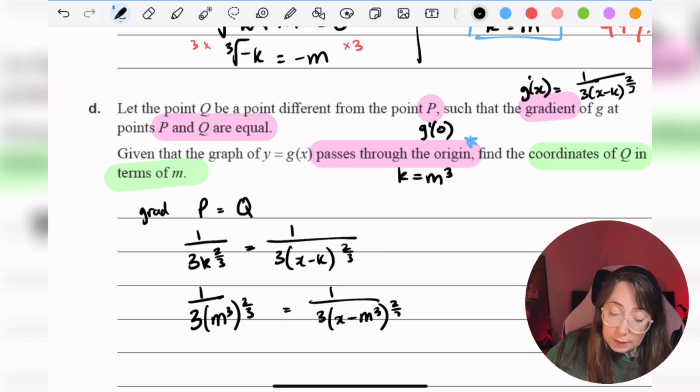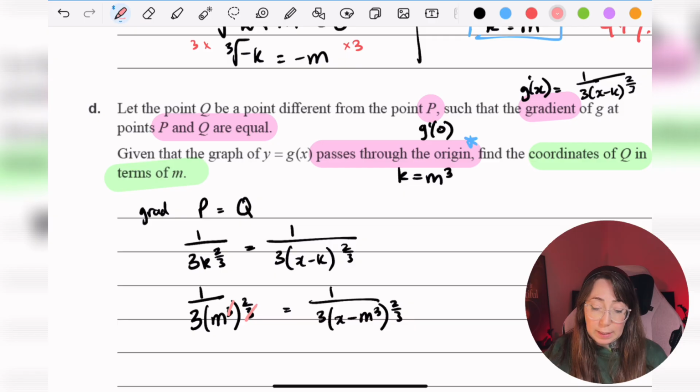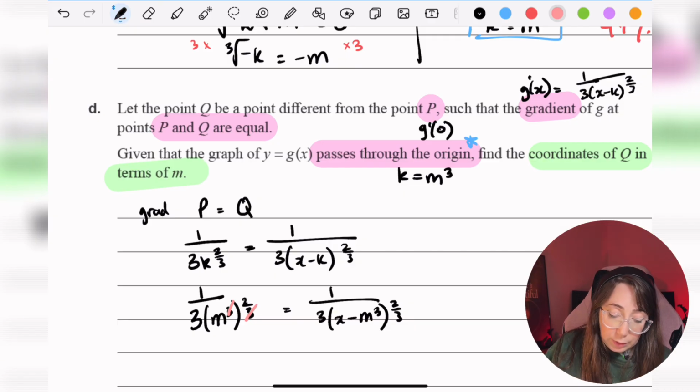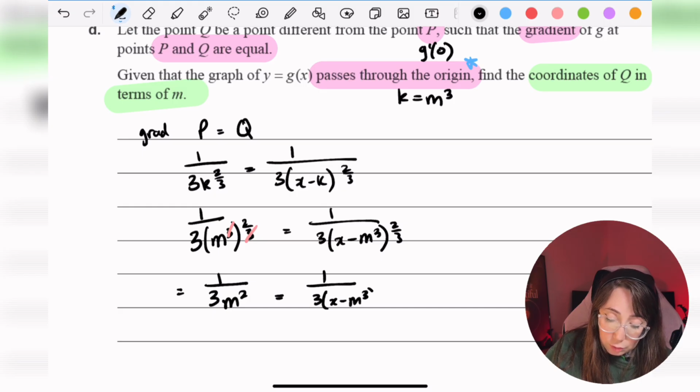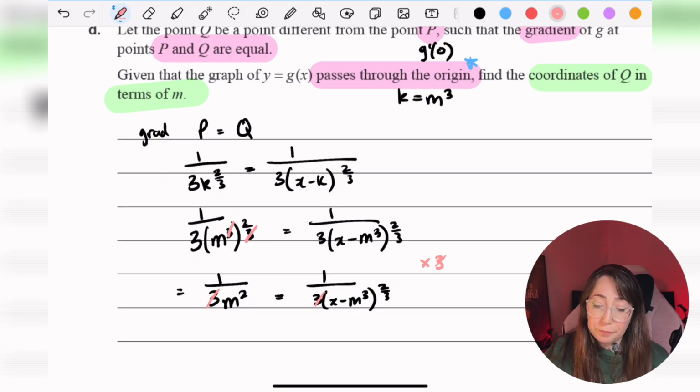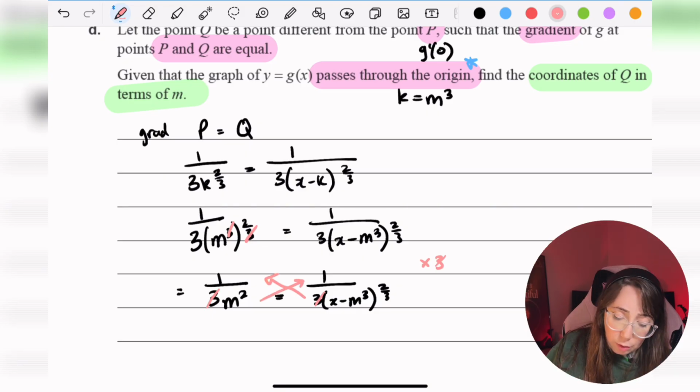All right, and look what that's now done. Very conveniently, 3 times 2/3, the 3's can cancel out. So I will end up with 1 on 3m squared is equal to 1 on 3x minus m cubed 2/3. There's a few things I can do here. First of all, if I multiply both sides by 3, that's going to cancel out with those denominators of a third. The next thing I can do is cross multiply so that I can get everything to the top and make my life a little bit easier.